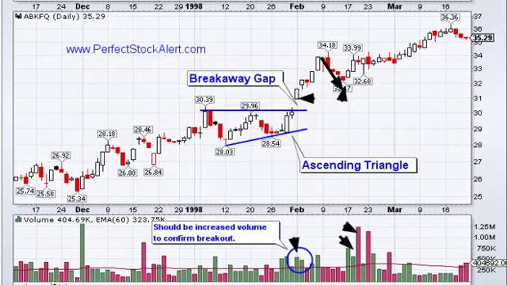The 2 main elements to note regarding a breakaway gap versus a common gap would be the breakaway gap would have a consolidation phase or a period before you had that breakaway. That's why it's called a breakaway, to break out. Then you would want to see that on increased volume.